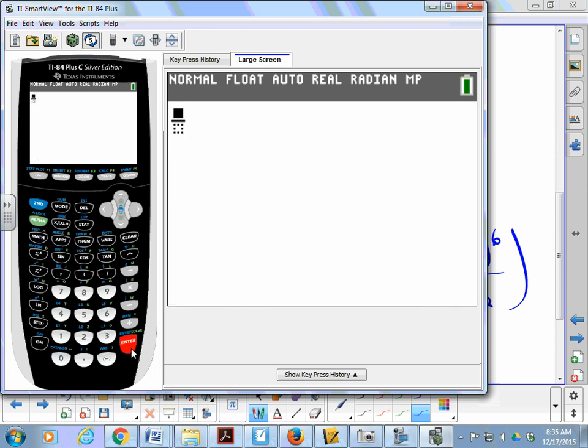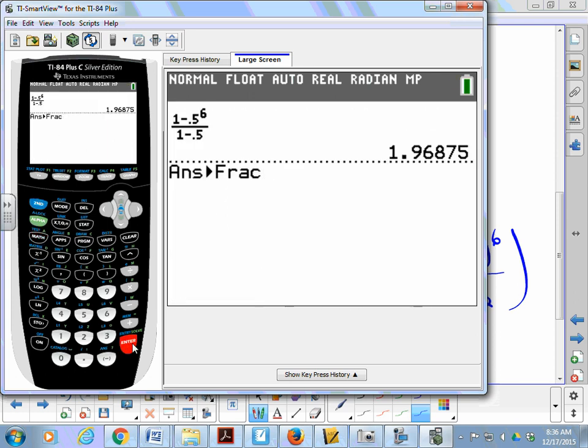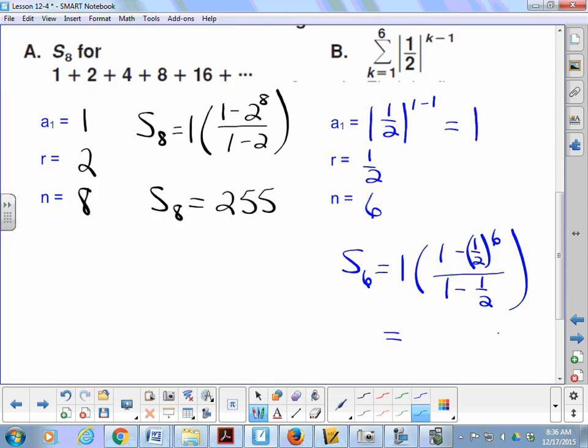So we put a fraction, 1 minus 0.5 to the 6th power over 1 minus 0.5. And if I change that to a fraction, which is what I would rather you did, you'd get 63 over 32. Yep, since we're using a fraction here in my problem, I should have a fraction in my answer then.